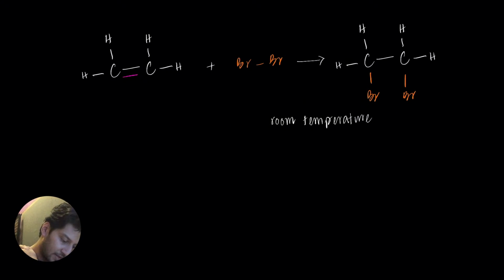And another thing is, bromine is aqueous. This is dissolved in water. It could also happen with gaseous, but you normally see it as aqueous. And what you do is you pass it through bromine water. Now, what's the color of ethene? What's the color of ethene?